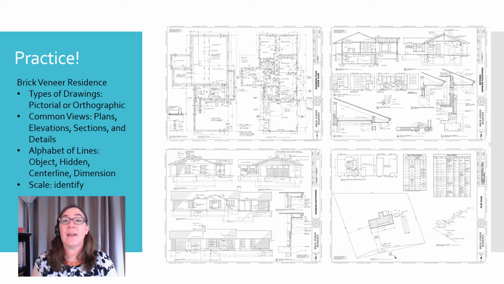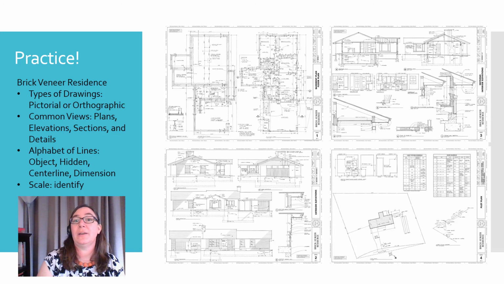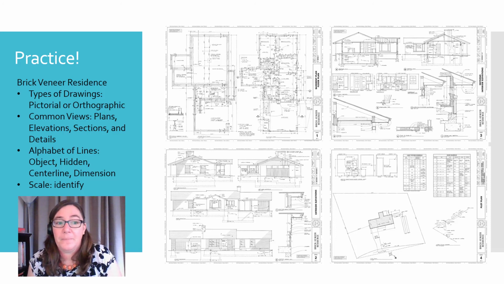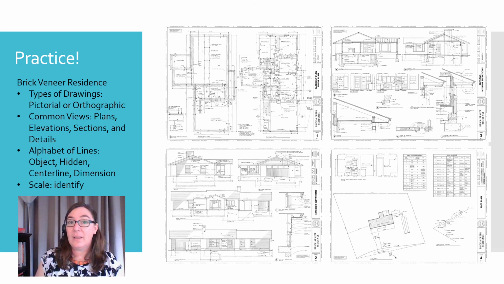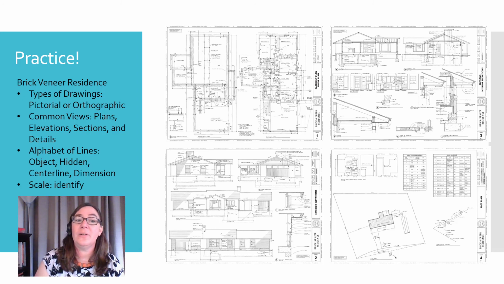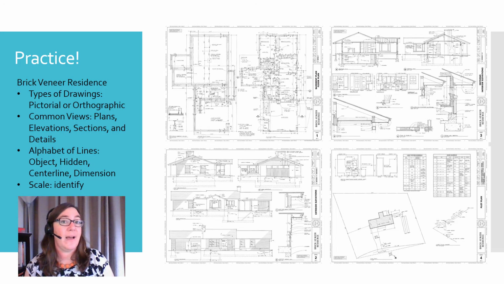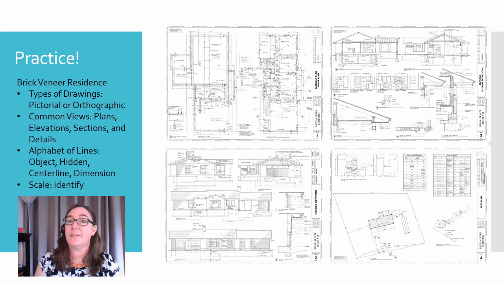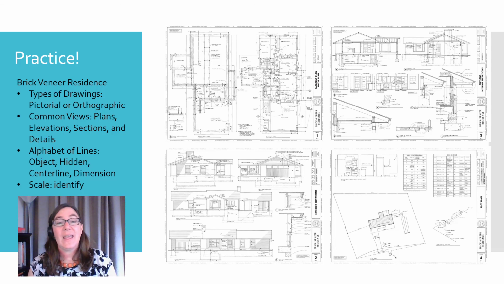Next, see if you can identify the common architectural views. Is it a plan? Is it an elevation? Is it a detail? Finally, take a look through the project and see if you can identify different types of lines, object lines, hidden lines, center lines, etc. And make sure that you can identify the scale of each drawing.